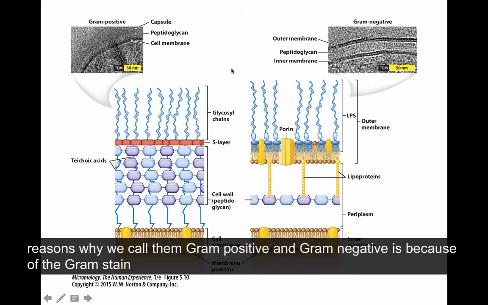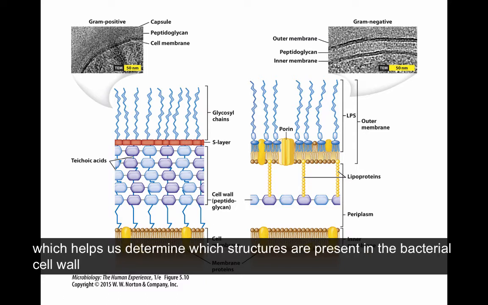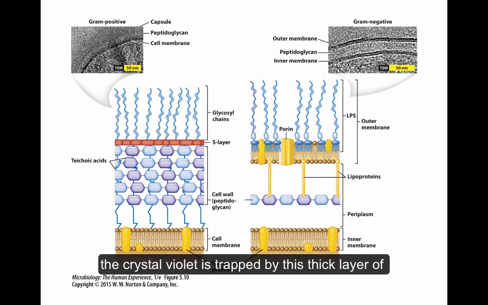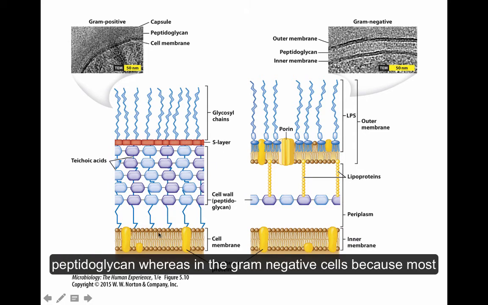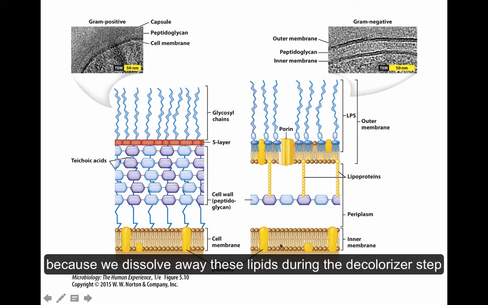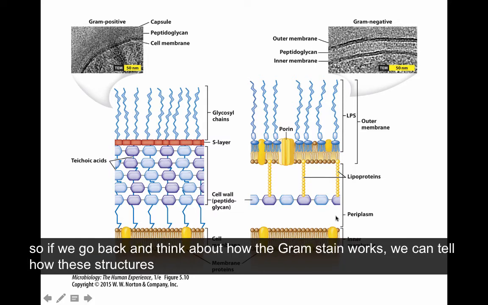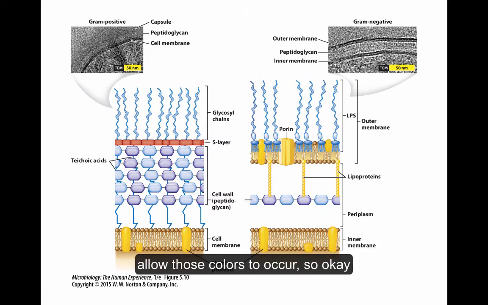Now, one of the reasons why we call them gram-positive and gram-negative is because the gram stain helps us determine which structures are present in the bacterial cell. The crystal violet is trapped by this thick layer of peptidoglycan, whereas in the gram-negative cells, because most of the structure comes from lipids, the dyes are allowed to escape because we dissolve away these lipids during the decolorizing step. So if we go back and think about how the gram stain works, we can tell how these structures allow those colors to occur.